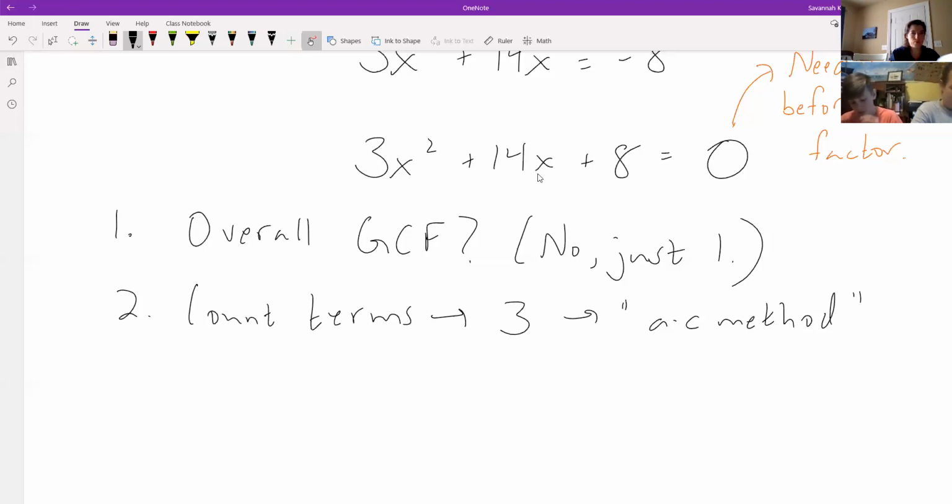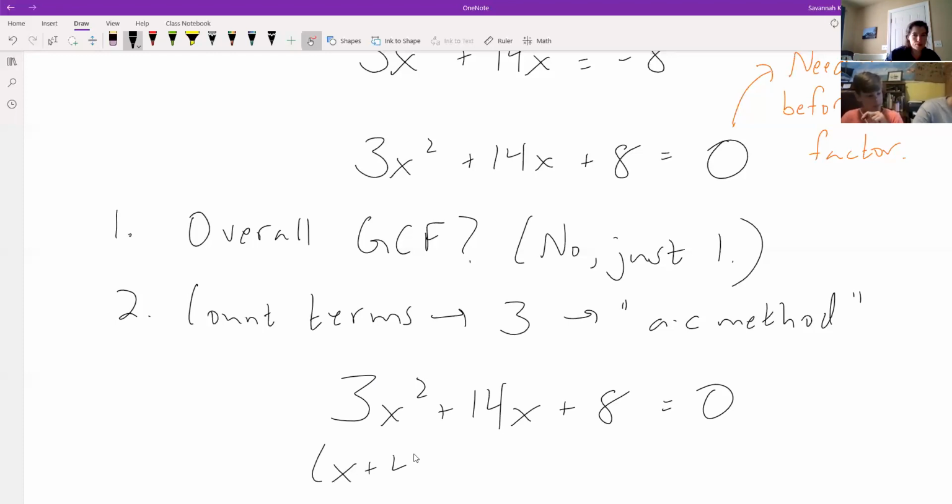Okay, so I got it. It's 1 parentheses x plus 4, next parentheses 3x minus 2. And I think it should be 3x plus 2. Let's see. Because there is no negative in this. Oh, I'm sorry. I forgot that I moved the x over and it changed the sign.